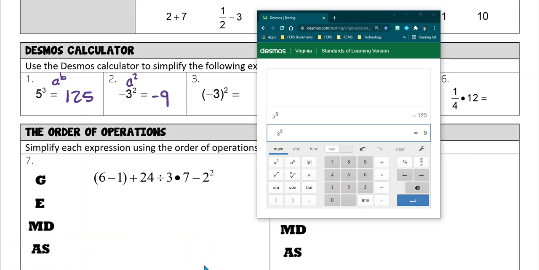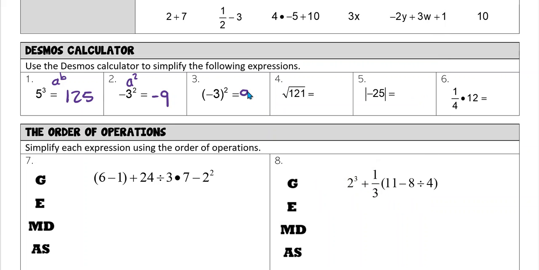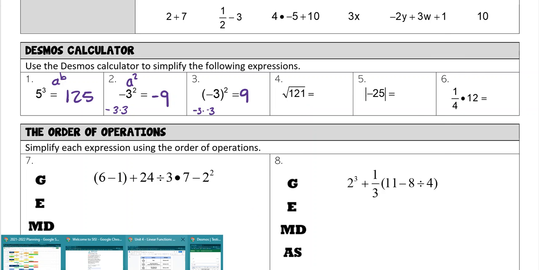The next question is very similar to that, but instead we have parentheses around it. So again, I'm going to type it in exactly as it's written, and then you notice that Desmos will fill in that parenthesis for me, so I can just type that in. And then I want to make sure that I type in that exponent outside of the parentheses since it's outside in the problem. And notice that we get a different answer here. For this one, we get +9. That's because this is really -3 times -3, and we know that when we multiply two negatives, we get a positive. This first one that we did is saying -3 squared, which is just -3 times 3, which will give me -9.